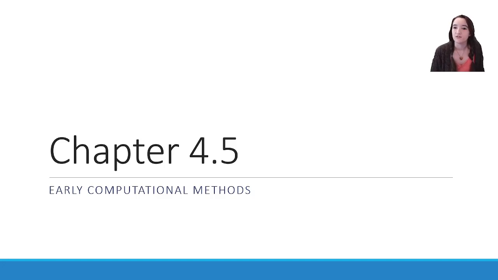Chapter 4.5, Early Computational Methods. So in this chapter, we're going to be taking a step back to our number system, the one that we're used to, and we're going to be exploring various ways we can do multiplication, the multiplication we know, but in ways that have been used throughout history. So instead of doing long multiplication, right, writing our numbers out over top of each other, carry the ones, etc., there are other ways that multiplication has been done throughout history, and we're going to explore some of those other ways.